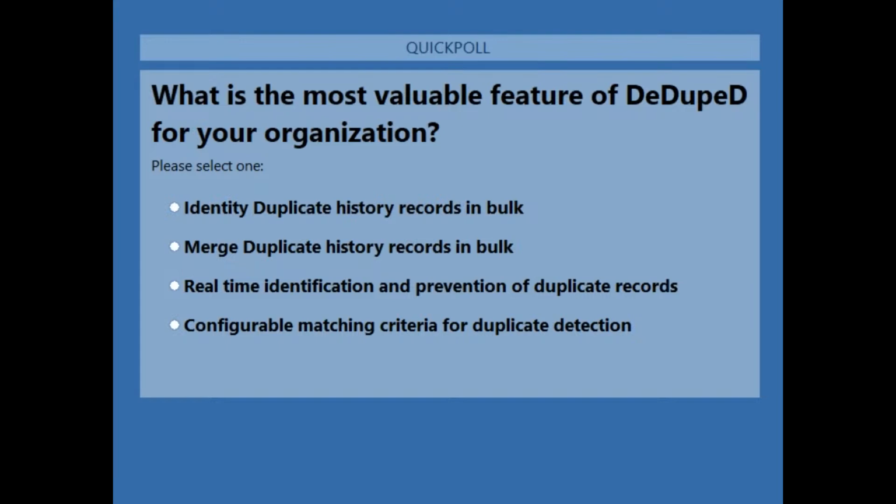Okay, so I see a few people are interested in the configurable matching criteria. Perfect. Some are showing interest in merging the duplicate history records in bulk. So that's pretty standard, right? As I said, there would be scenarios like, after years of using CRM, there is a large amount of duplicates in your system. You would want a solution to identify and clean them out first. So yeah, that makes sense.